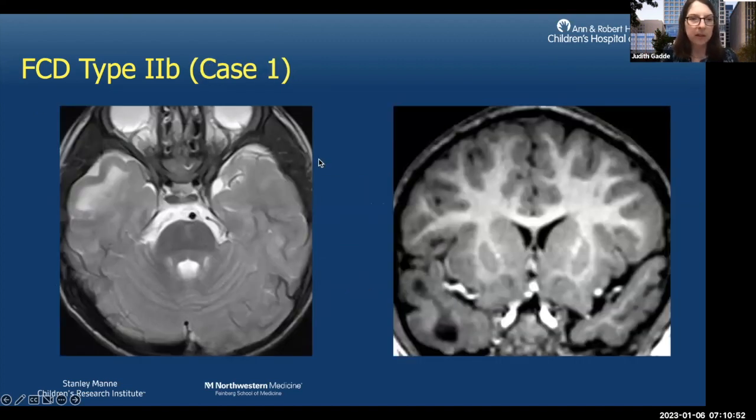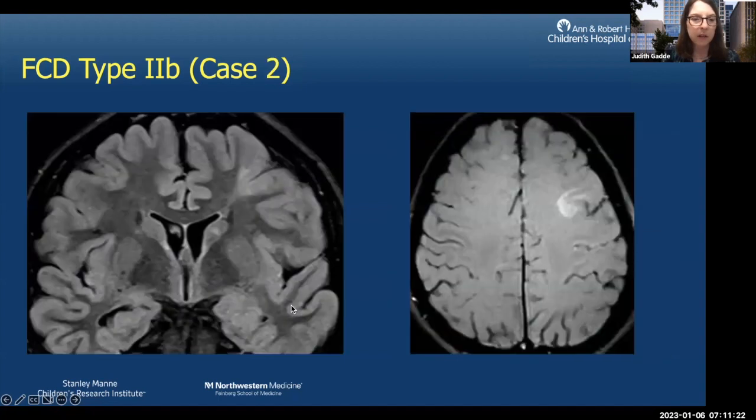So here is the first example of type 2B. This is not the classic transmantle dysplasia, but here on this axial T2, we can see expansion of this anterior right frontal lobe. That cortex here even looks a little thickened, and then we have the abnormal T2 hyperintensity in that adjacent subcortical white matter, and then corresponding T1 hypointensity on this coronal 3D T1 here.